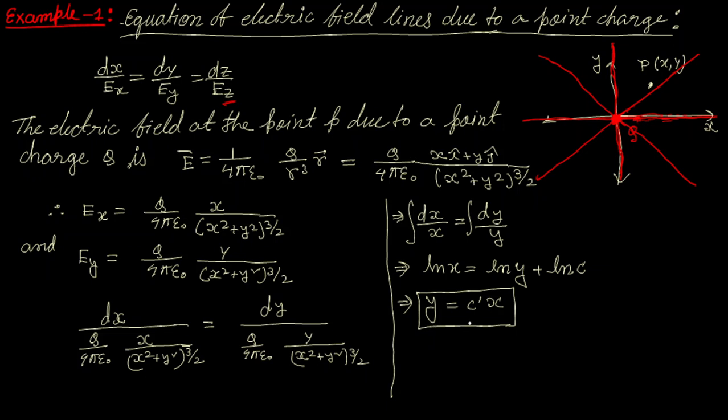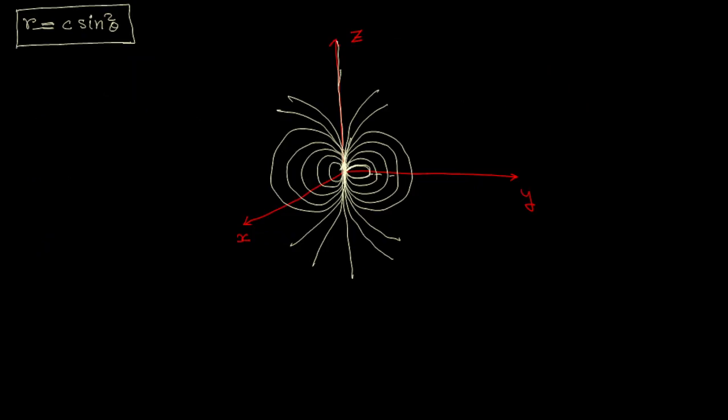And in this case, we have calculated the electric field because of a point charge. These equations will be a set of parallel lines which pass through the origin. And also we have drawn electric field lines associated with the dipole, whose equation of field lines is r equals c sine square theta, where c is some constant whose value will vary from 0 to infinity. And if we draw this curve for different values of r, theta and phi, we will get a figure like this.